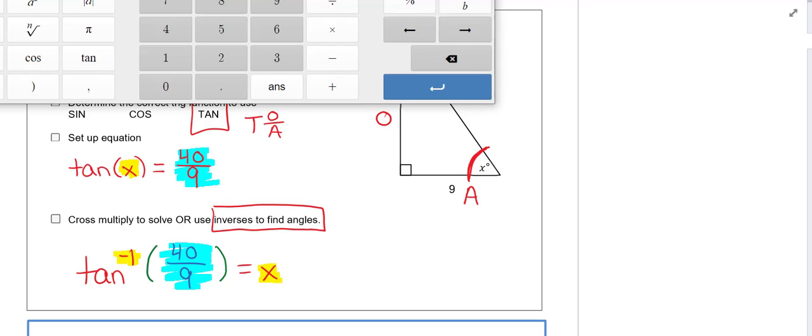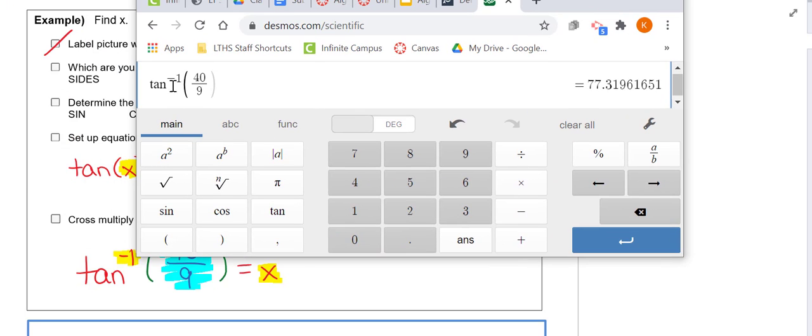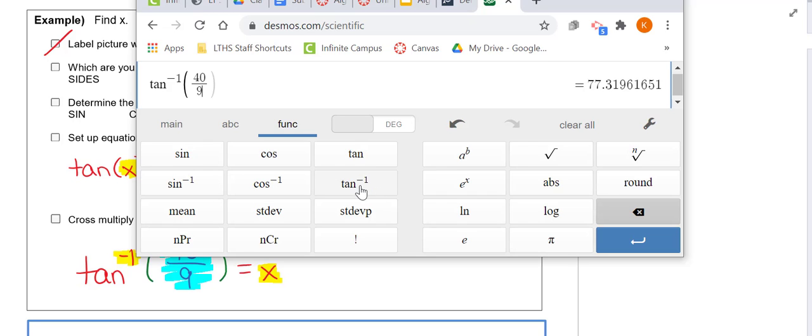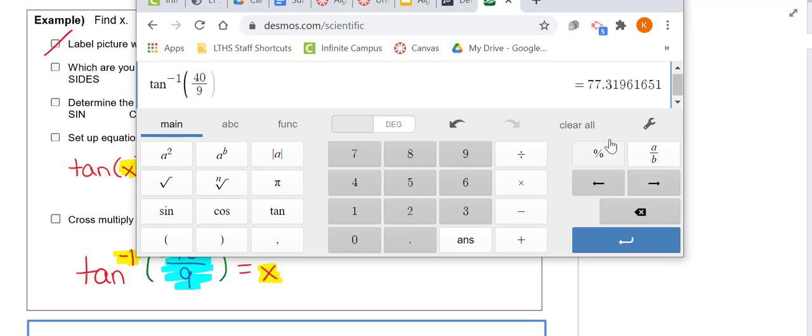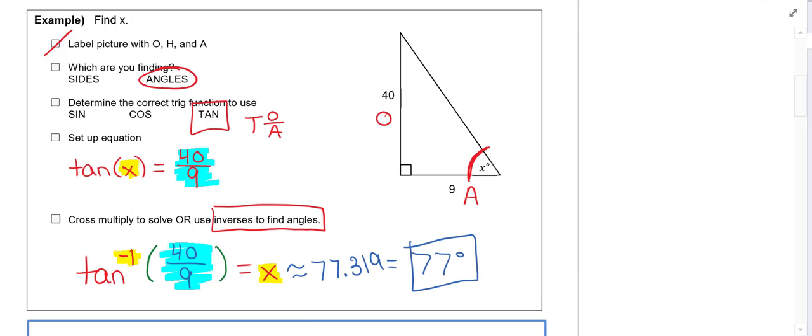You get the same answer here when I type in that inverse tangent, 77.3196. Okay, so again, on Desmos, you hit function, and you could see the 3 inverse tangent buttons there. Go back to the main to type in the numbers. So 77.3, for the most part, we're going to round our angle measures to the nearest degree. So this is going to be rounded up to 77 degrees. So once again, our final answer is just 77 degrees.